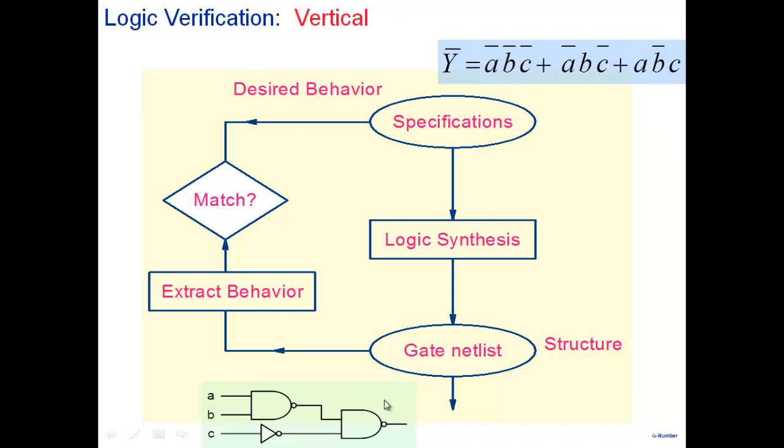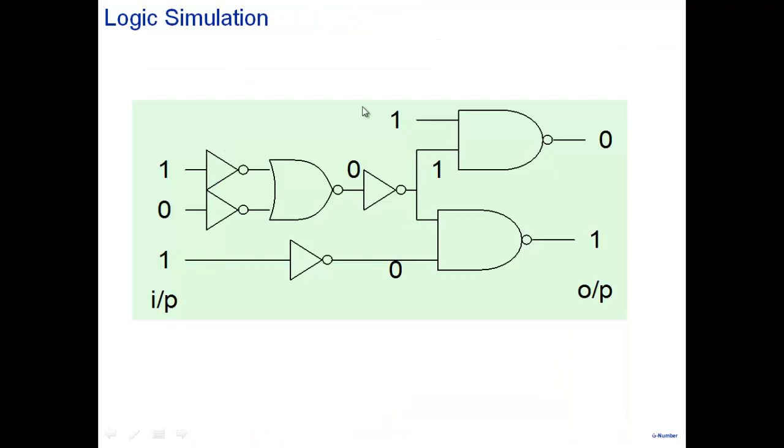So what do I do? I take my gate netlist, and this is a certain behavior that I expect, and I extract a behavior from here. Basically logic simulation. I apply 0, 0, 0. I expect a certain value y here. And when I put 0, 0, 0, I expect a certain value y here, and I see whether the two match or not. Right? So that's what I'm doing. I'm doing a logic simulation on my circuit.